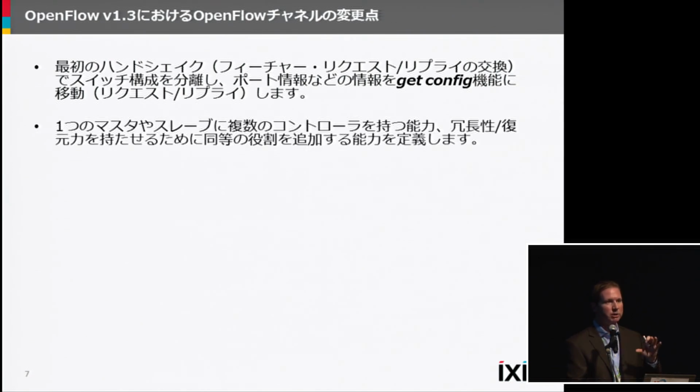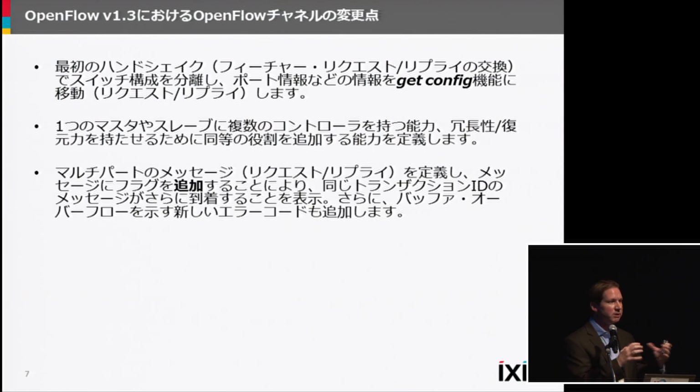1.3 addresses a major problem of 1.0, which defines a single controller. So you'll have issues with redundancy and resiliency if that controller goes down. So 1.3 formally defines the ability to have multiple controllers, in a master, slave, or equal role, and that addresses redundancy and resiliency.